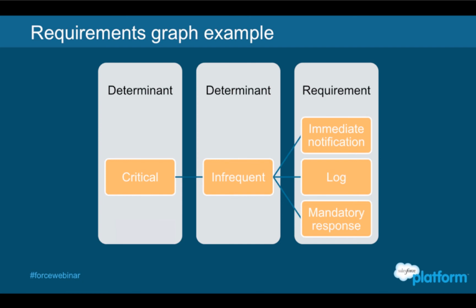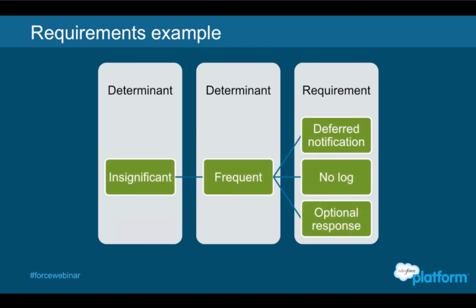So what starts to take shape from the discovery process is a requirements graph. For example, when an event, in this case, is critical and infrequent, the requirements are going to be something like immediate notification, log who gets alerts, and then make sure somebody responds. And on the other end of the spectrum, maybe if you have insignificant, frequent events, you're going to safely defer an event notification and then maybe not worry about accountability and responses so much.